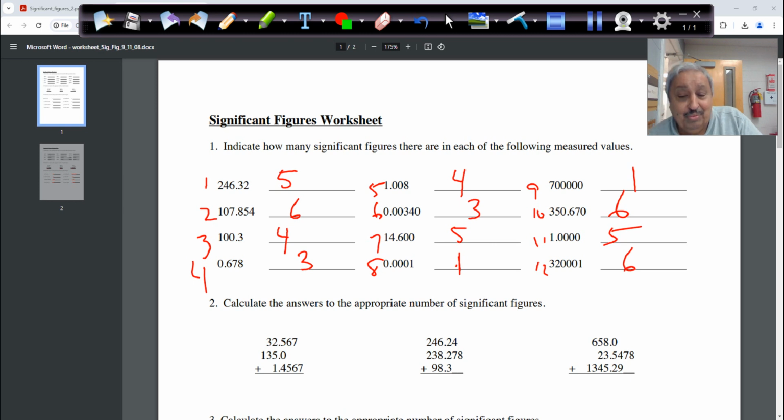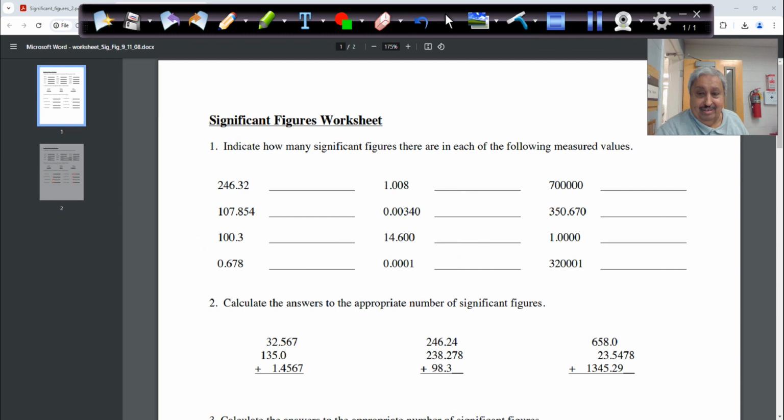So now, when it comes to adding, we have to watch the number of digits. The least number of digits will control the outcome of the rounding off, correct? So can I take this one out? Okay, let's see this one here.